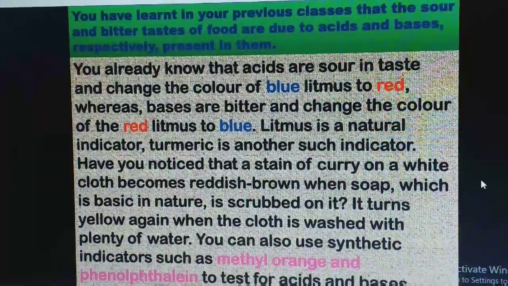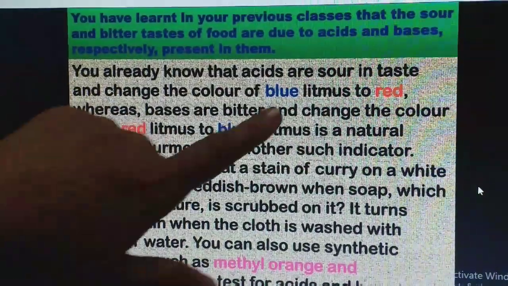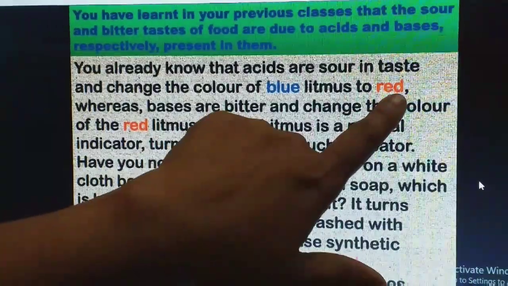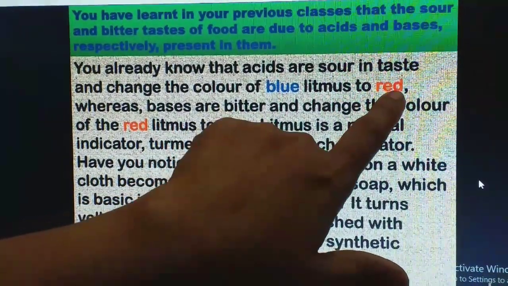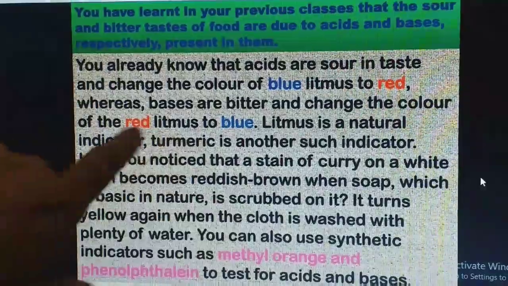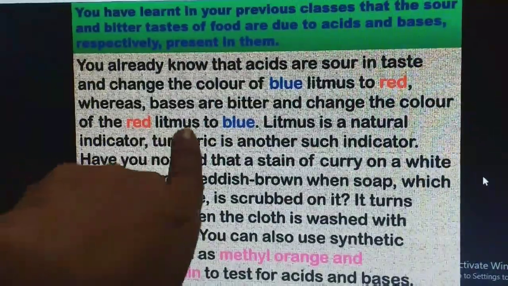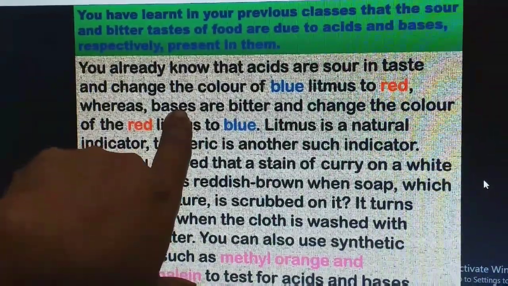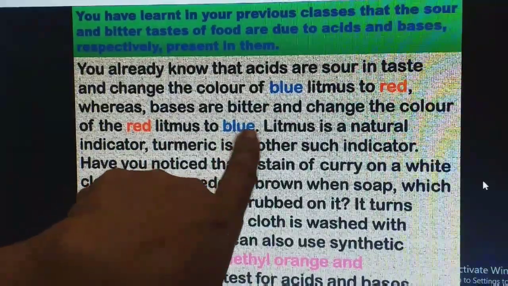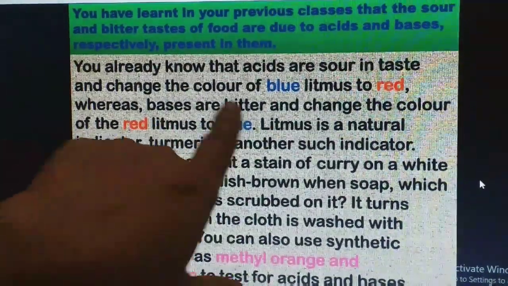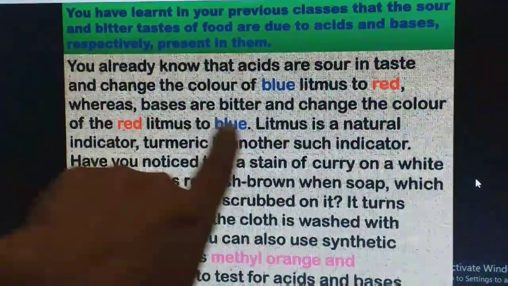You can remember here one thing: acid means blue to red. Acid ends with a D, and red also ends with a D. And base ends with the letter E, and blue also ends with E. So you can remember easily: blue to red and red to blue.